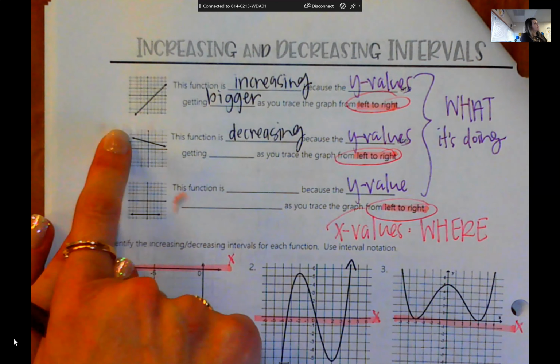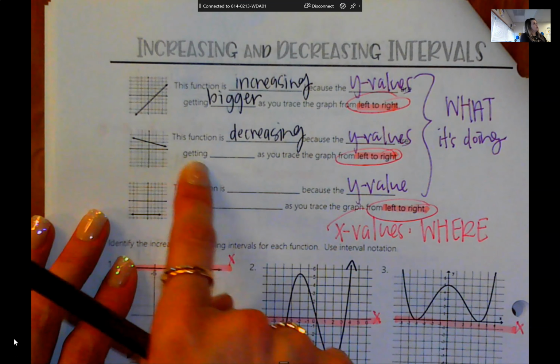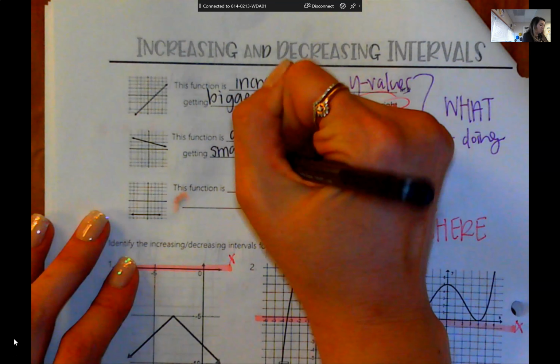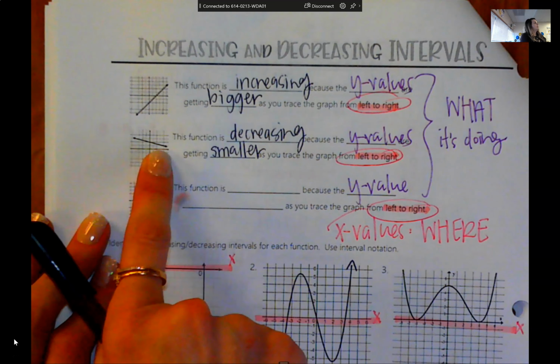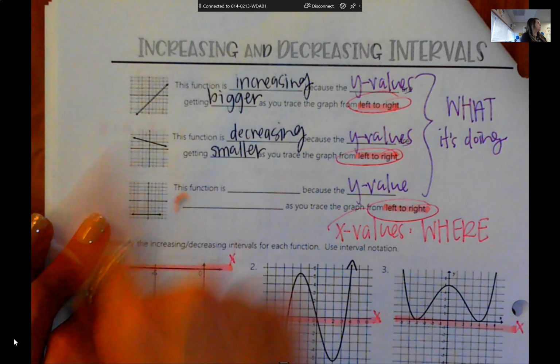So it's decreasing if your graph looks like it's going down. So if I do the same thing, I start on the left side and I trace this line, my finger is going down. That means your y values are getting smaller. So we start at like a y is 3 and we end at like y is 1. So they get smaller. Here we started in the negative y's and ended up in the positive y's.